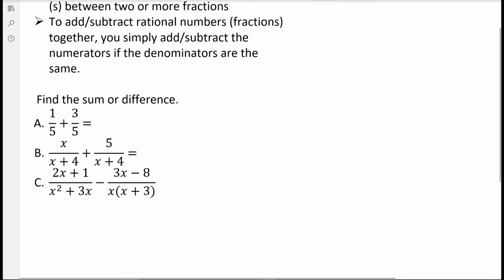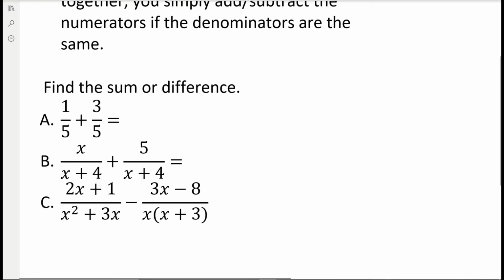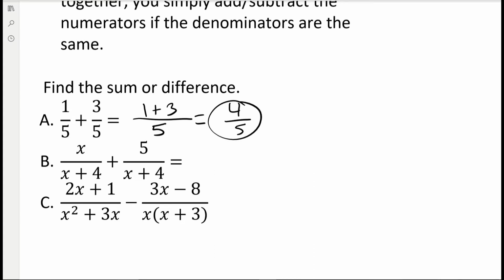For example, if we wanted to find the sum or difference of 1 over 5 and 3 over 5, well, they have the same denominator. So in this case, we'll be able to add the numerators, or combine the numerators by adding them. We'll simply combine the fractions under one denominator and combine the numerators on top. In this case, we're adding, so it's going to be 4 over 5. Pretty straightforward. And if it was subtraction, you would simply subtract the numerators.